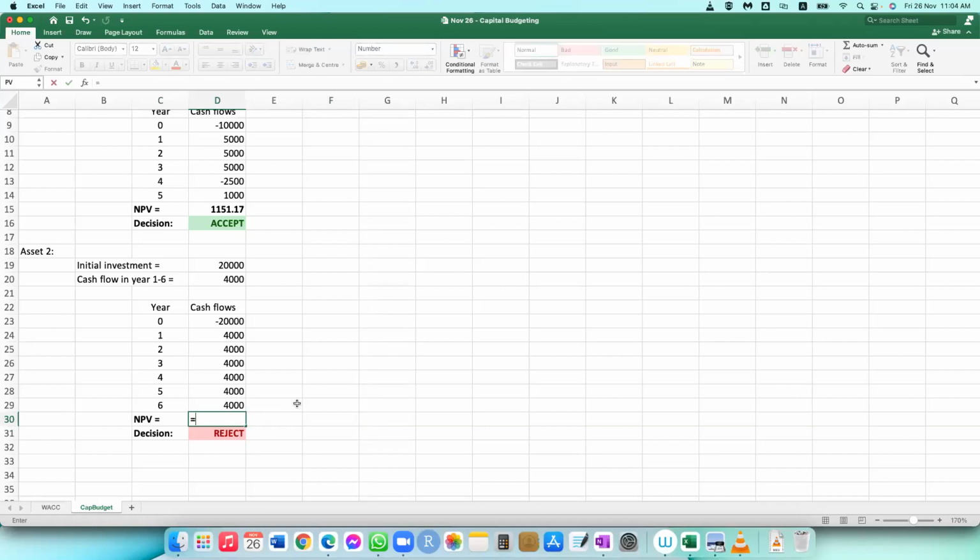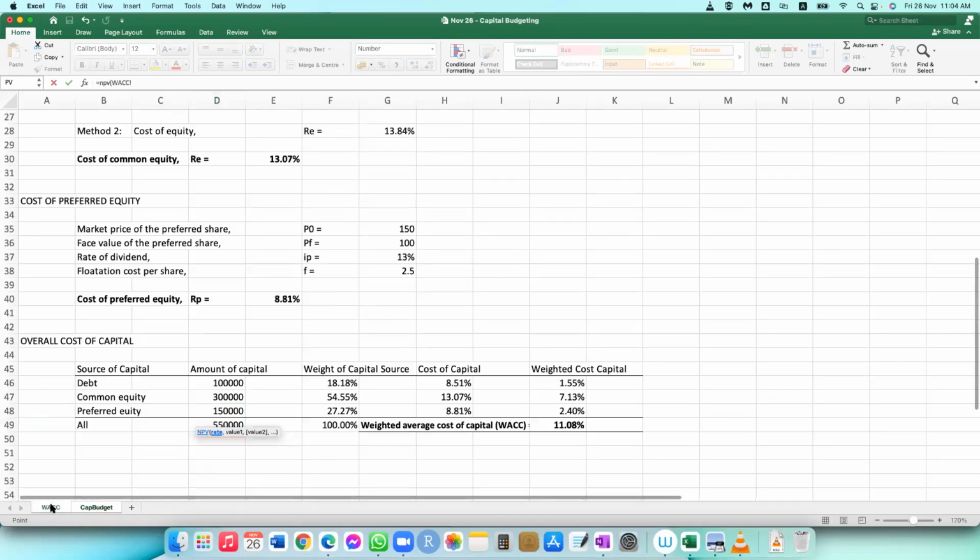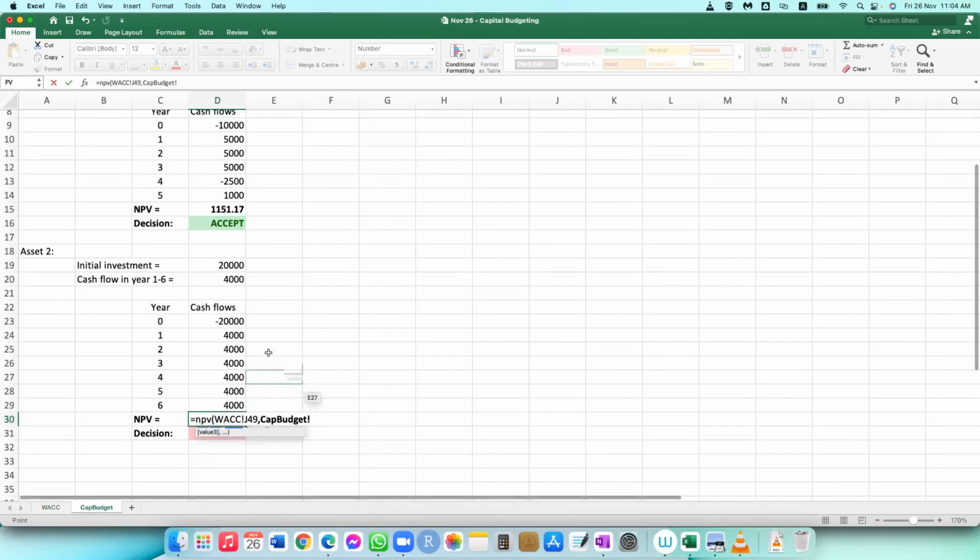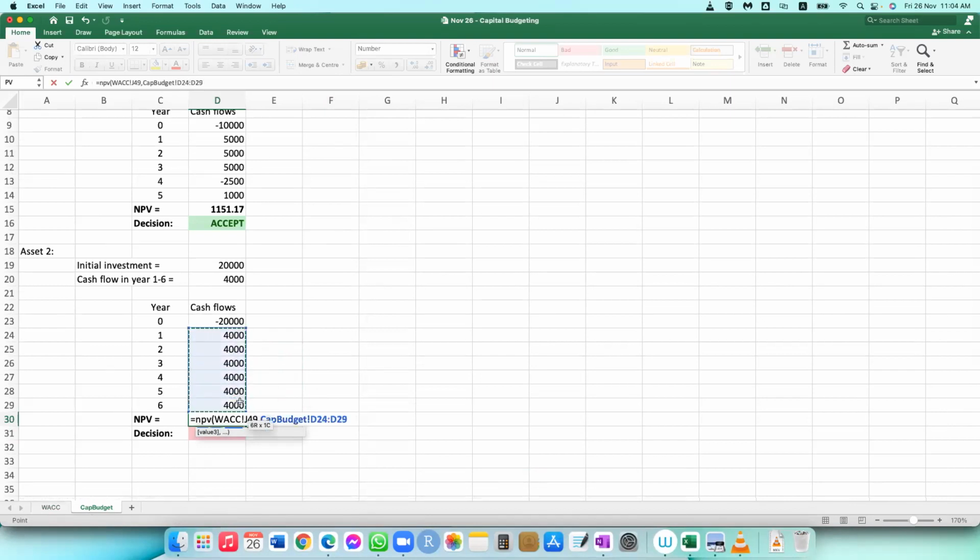NPV is equals to, again, the function is NPV, bracket starts. The rate is just like before, this one, comma. The cash flows are from year 1 to 6, then bracket close, then plus the negative initial investment.